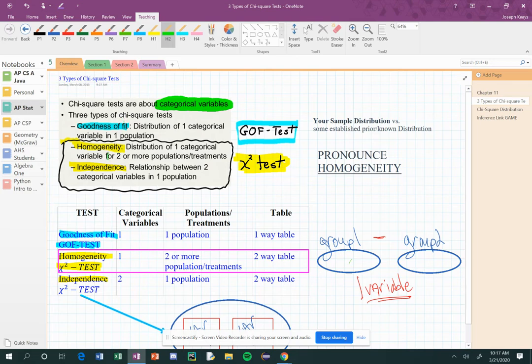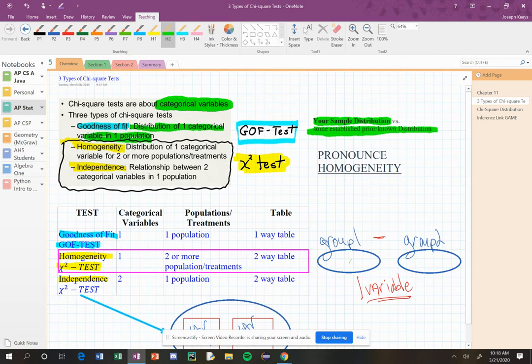The first one is called the goodness of fit test. And what is a goodness of fit test? It's really a fight between two things. You're going to take some sort of sample that has a distribution from your categorical variable, and you're comparing it with some established prior known of what it's supposed to be. So that's where we get the name fit. How good is it fitting? Your data versus what it's supposed to be. And keep in mind, this is a categorical variable. So that's the goodness of fit test. So we say it's a distribution of one categorical variable in one population.